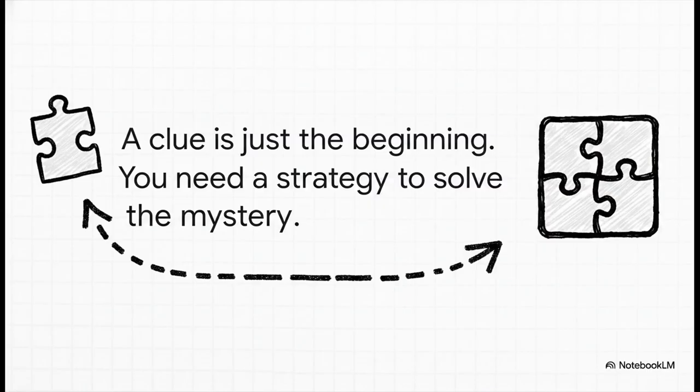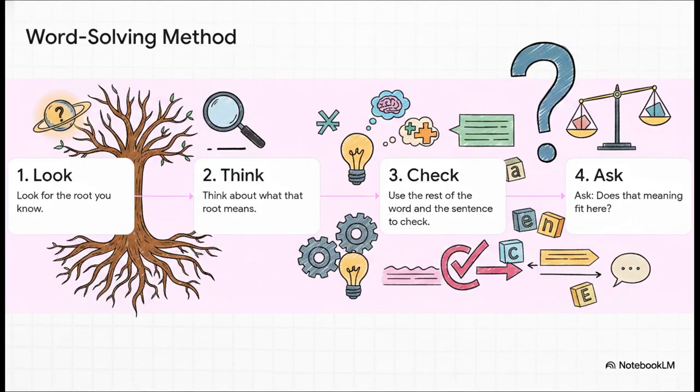Seriously, the best readers out there don't just memorize a bunch of roots. They have a strategy for connecting that root to what's happening in the rest of the sentence. And that's the exact strategy we're going to learn today. It's a super simple but really powerful four-step plan. First, you look for a root you recognize. Then, you think about what that root means. Step 3, you use the rest of the word in the sentence to check your work. And finally, and this is the most important part, you ask yourself, does that meaning actually make sense here?